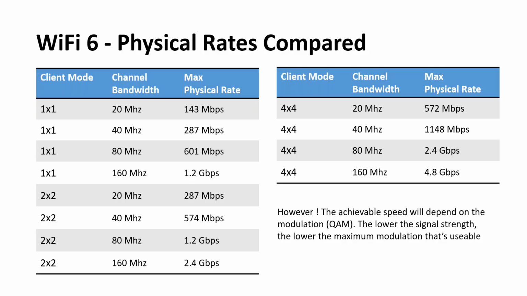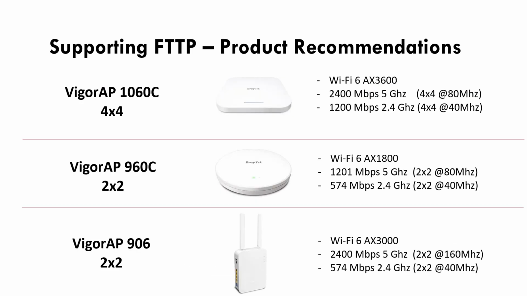A lower modulation impacts the max physical rate that can be negotiated. To get the fastest speed, you need to use wider channel bandwidth. So the 2.4 radio can be used with only 20 and 40 megahertz chunks. Hence, it is recommended to use 5G, which offers larger channel bandwidth. And here is an example of the wireless APs. The AP1060 supports 4x4, which can give great speeds for a 4x4 client, okay? But for example, your iPhone probably handles the 2x2 option only.